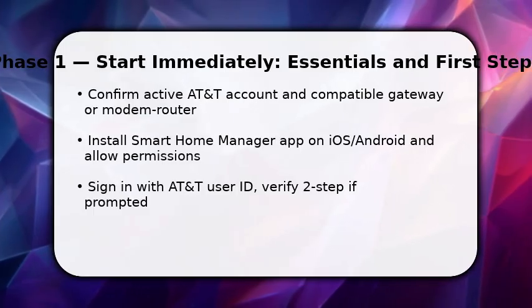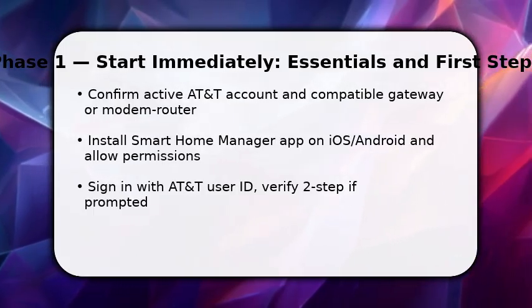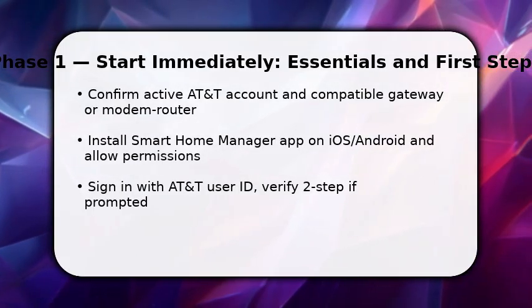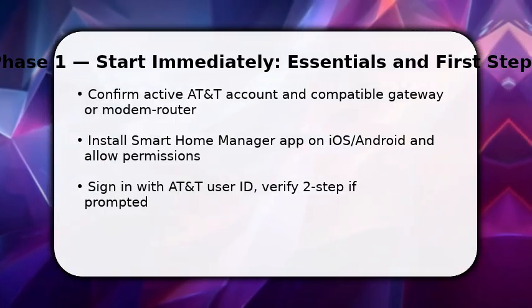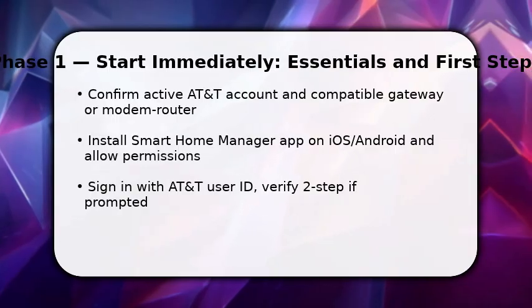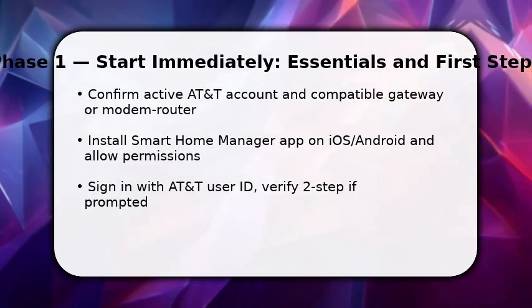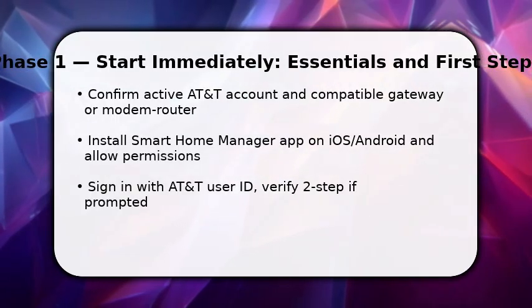You begin by confirming your AT&T account is active and your gateway is online. This avoids wasted steps. Next, install the Smart Home Manager app on your phone and grant location and network permissions so the app can detect devices.